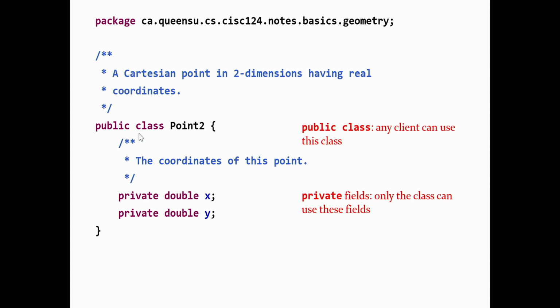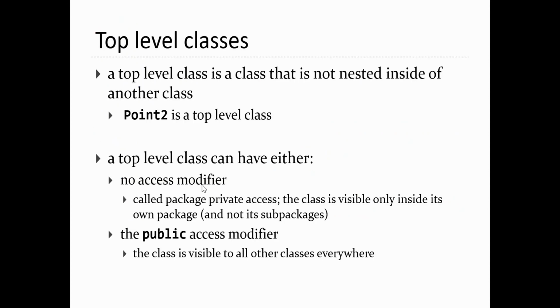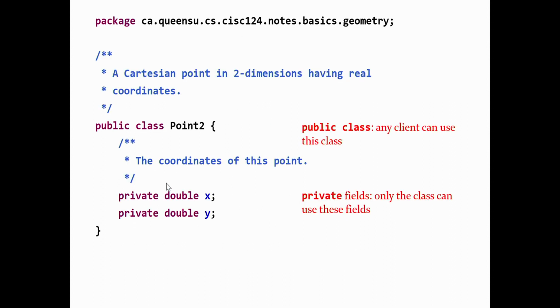If it's not there, then it's what's called package private access. What that means is the class is visible only inside of its own package. So in other words, if I was to strike public from here, then point2 is only visible inside that geometry package. Only classes inside geometry can actually use point2.